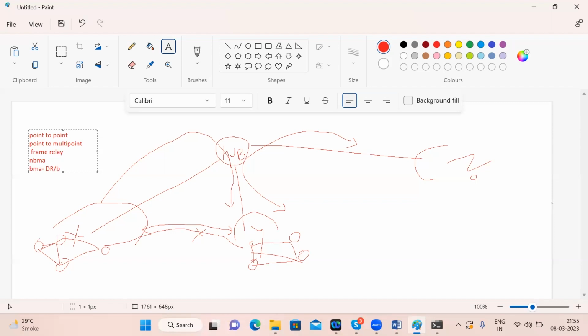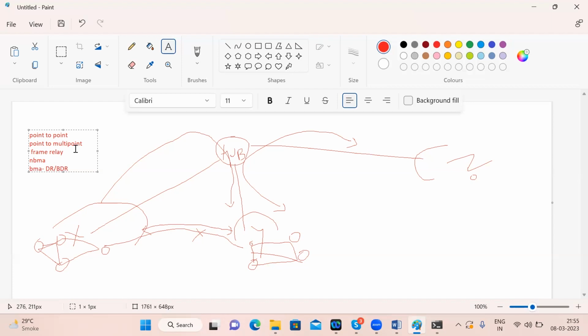Have you guys heard about it? DR and BDR, designated router and backup designated router. Anyone? Yes, Adnan, have you heard about it? I heard about it, but I really don't remember the concept of DR and BDR right now.